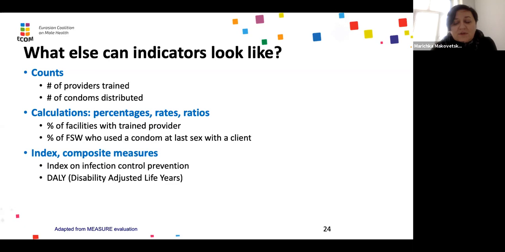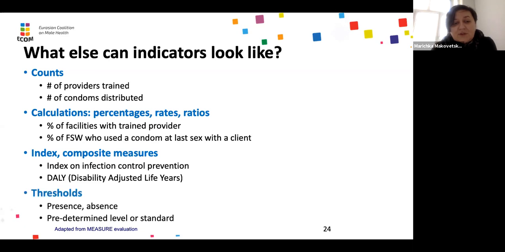Then you may have a bit different indicators. You may have an index, you may have composite measurements. For example, an index on infection control prevention, where you measure how successful a program of control prevention is. Or you may have a bit more complicated index called DALY, which is disability-adjusted life years. The DALY index is normally provided by the World Health Organization for each country, and it's actually a very comprehensive and useful indicator.